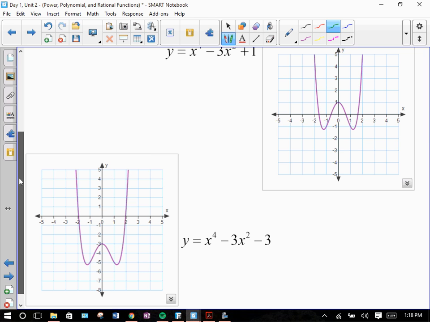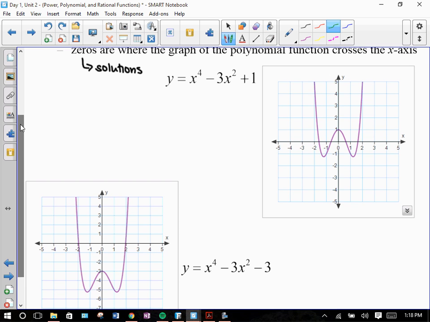This is a fourth degree function. Y equals x to the fourth minus 3x squared minus 3. This function has how many zeros? 2. It crosses the x-axis twice. So, my reason for showing you this is two functions that are pretty similar, yet there's a big difference. This one has 2 zeros, that one has 4 zeros. Alright? So, where do we go from here?